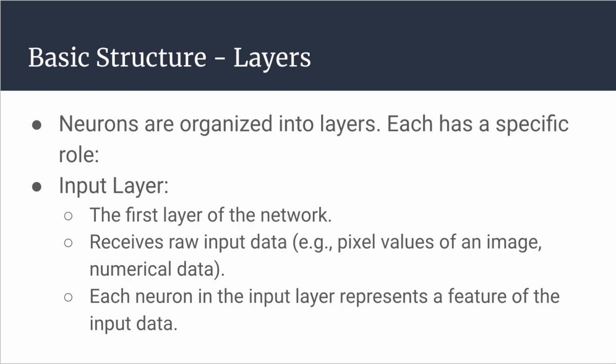So, as mentioned on the previous slide, neurons are organized into layers. Each layer has a specific role. The first layer is the input layer. It will receive raw input data, which could be something like an image or numerical data. Each neuron in the input layer represents a feature of the input data.